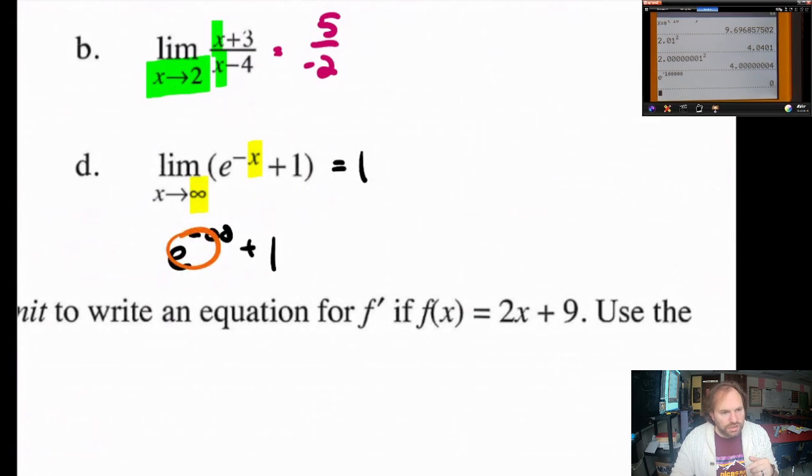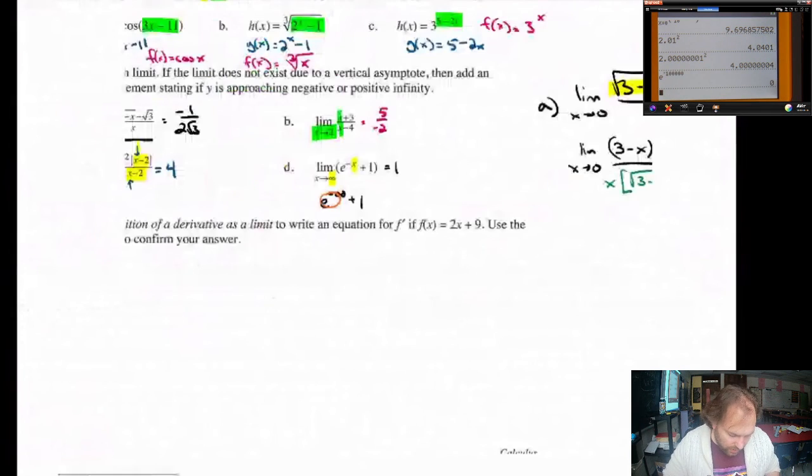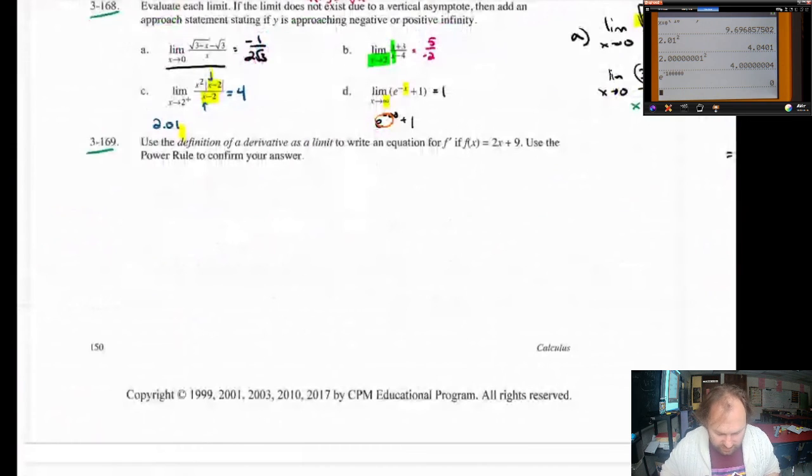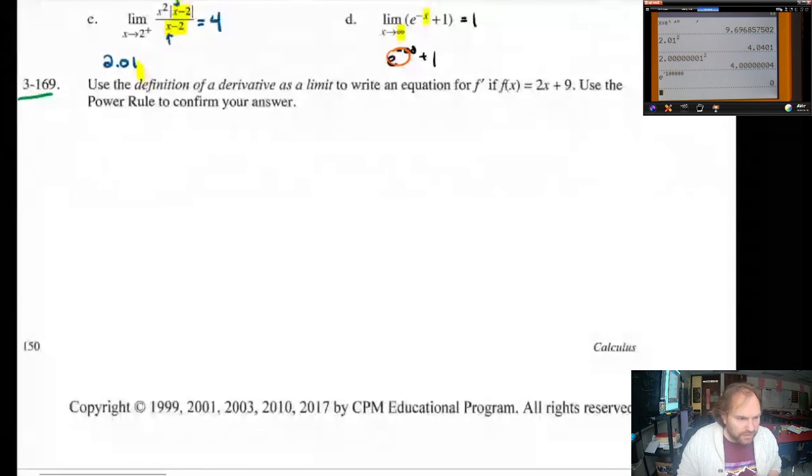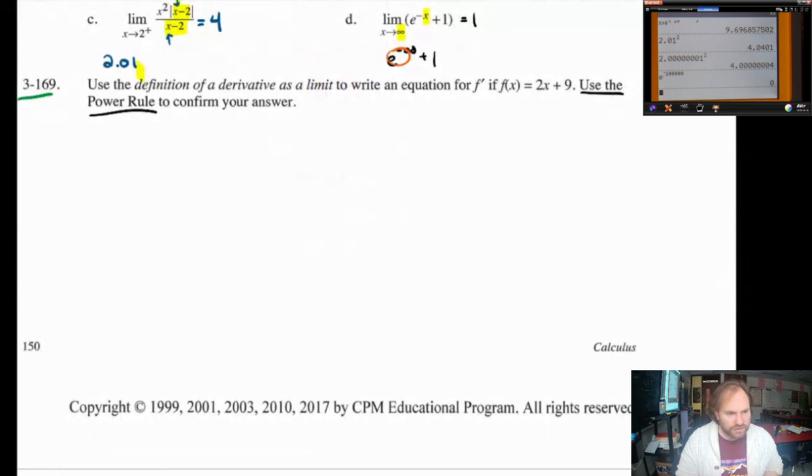And our last question on this set is going to be the definition of a derivative as a limit to write the equation for f prime. I am going to do this one the long way because I feel like it's been a while since we've done this. But honestly, using the power rule is much more efficient and easy. I mean, right now, you could tell me that f prime of x is equal to 2, just using the power rule, and then you're done. But let's practice the long version of it.